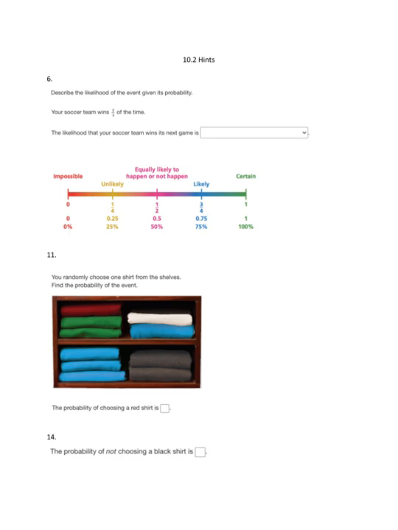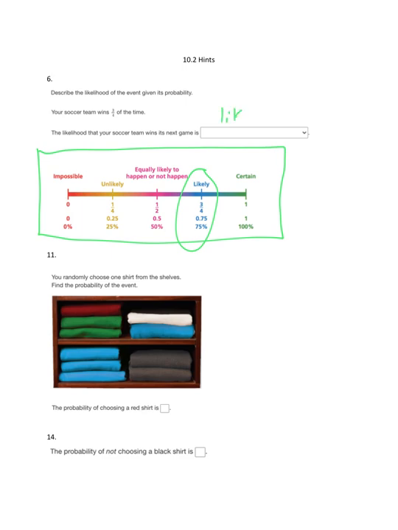So first we have several problems where we're thinking about a scenario and we're just asked to say the likelihood. So not the probability, but the likelihood. So as you solve these, you're going to want to think about this graphic that we've looked at in our notes. If your soccer team wins 3/4 of the time, that would be likely. It would be likely that you win the next game based on what you've won so far. So you're going to use these words to describe how likely something is to happen.